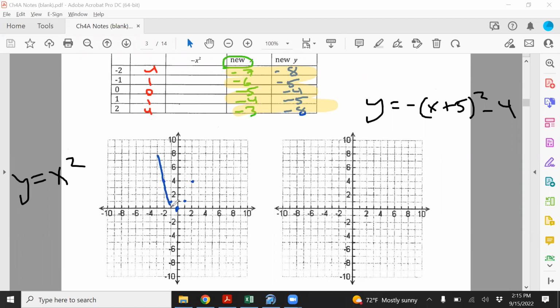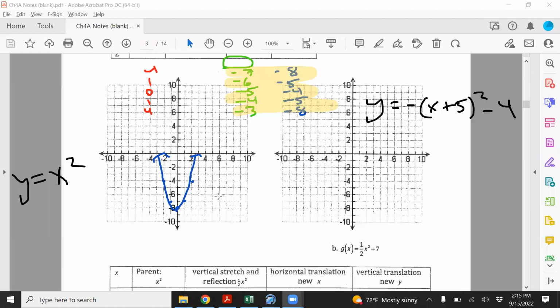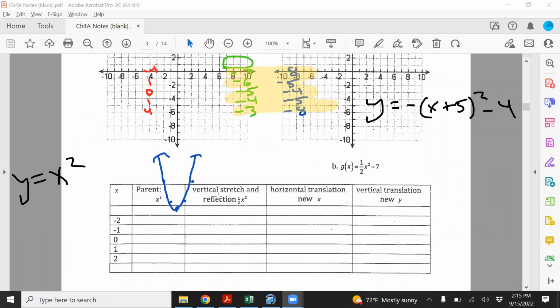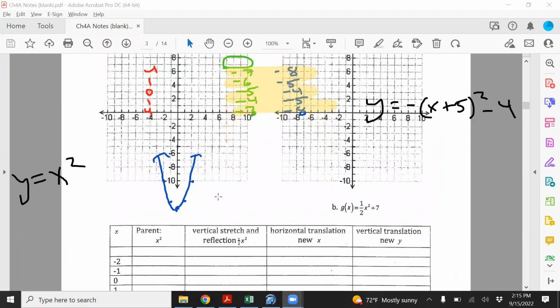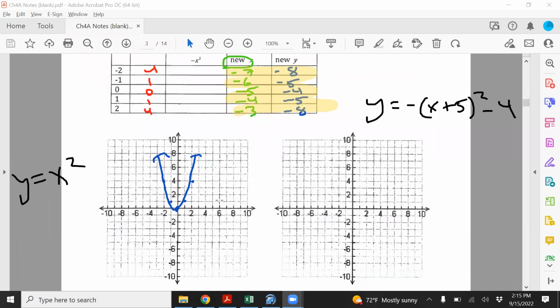So this is the parent function. We're gonna do the parent on the left and the transformed on the right. Second graph or is there a part B? Oh, there is? Oh, that's for the table. Actually, yes, AJ, you're probably right. Let's not worry about it, because I think you guys are getting the point.